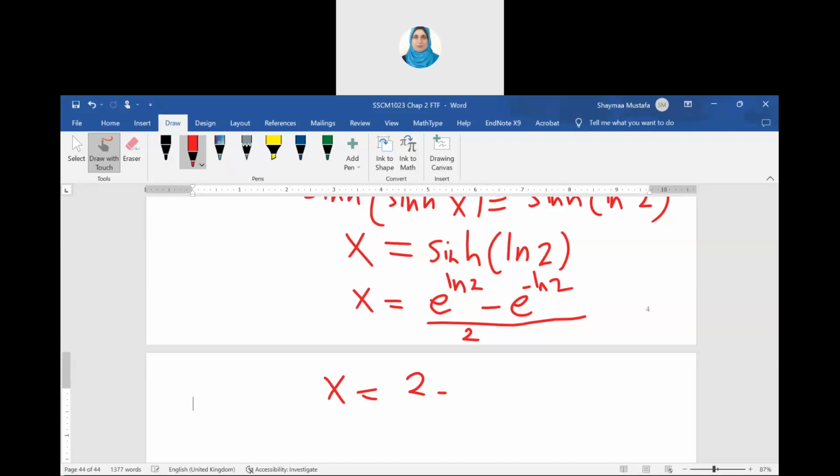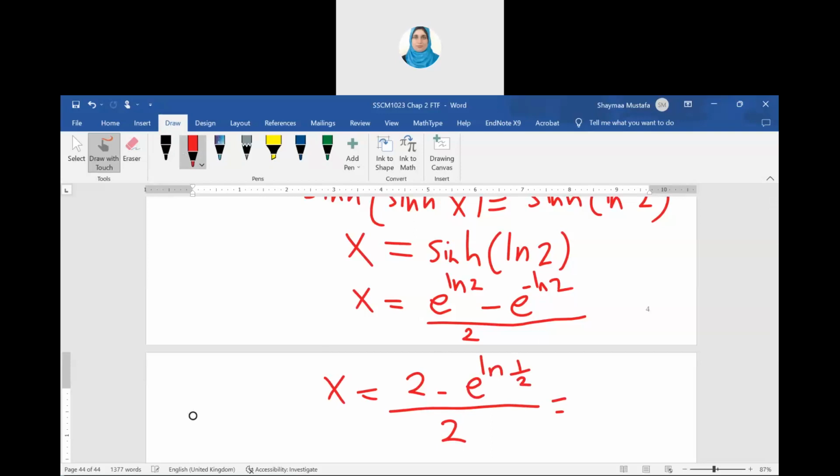You have 2. You cannot cancel the other because you have a negative part. Here we have a negative, you cannot cancel directly. You have to transfer the negative as a power first. So exponential ln 2 to the power minus 1 is 1 over 2.